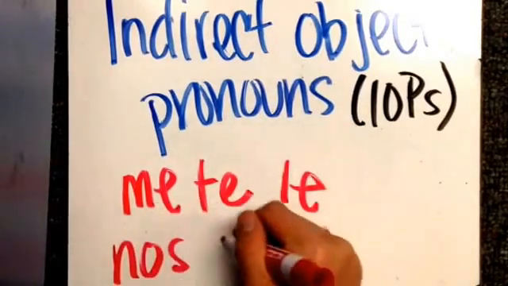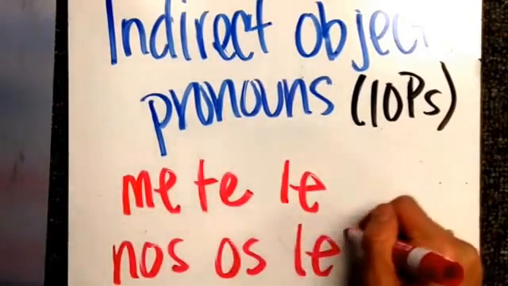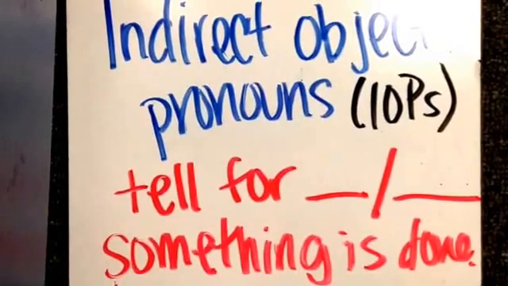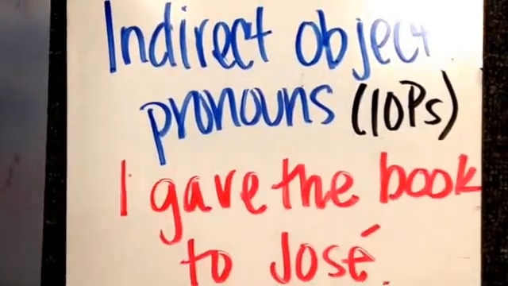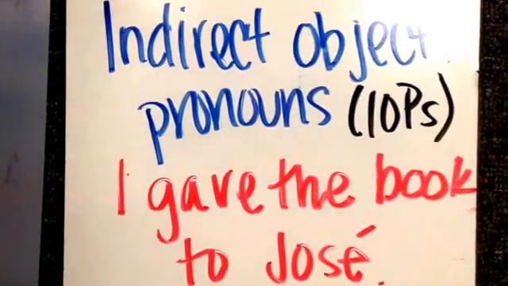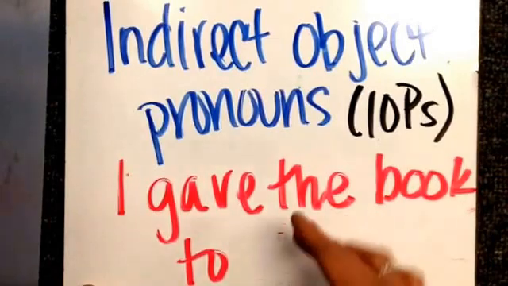nos, os, and les. An indirect object pronoun tells for whom or what something is done. In this sentence, I gave the book to Jose. You can replace Jose with an indirect object pronoun like him.